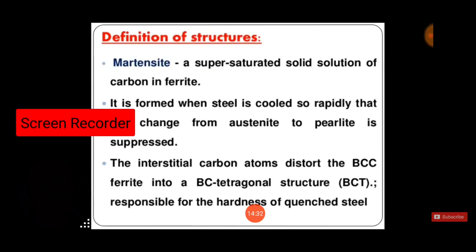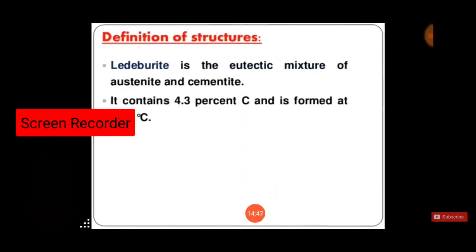The interstitial carbon atoms distort the BCC ferrite into a body-centered tetragonal structure, BCT, responsible for the hardness of quenched steel. Ledeburite is the eutectic mixture of austenite and cementite. It contains 4.3% carbon and is formed at 1130 degrees Celsius.